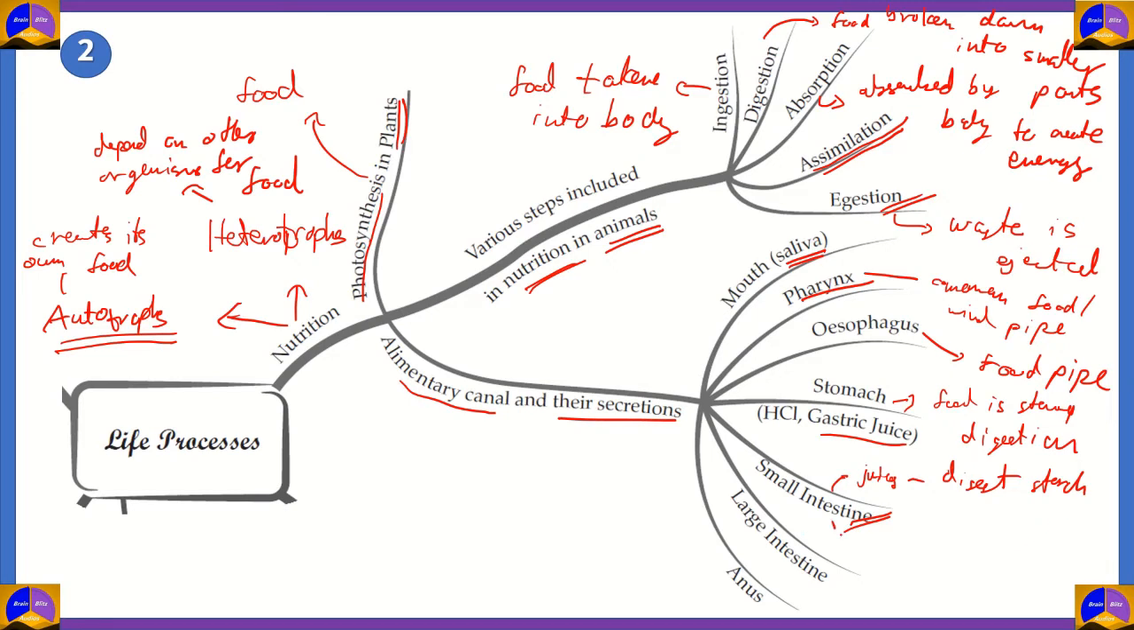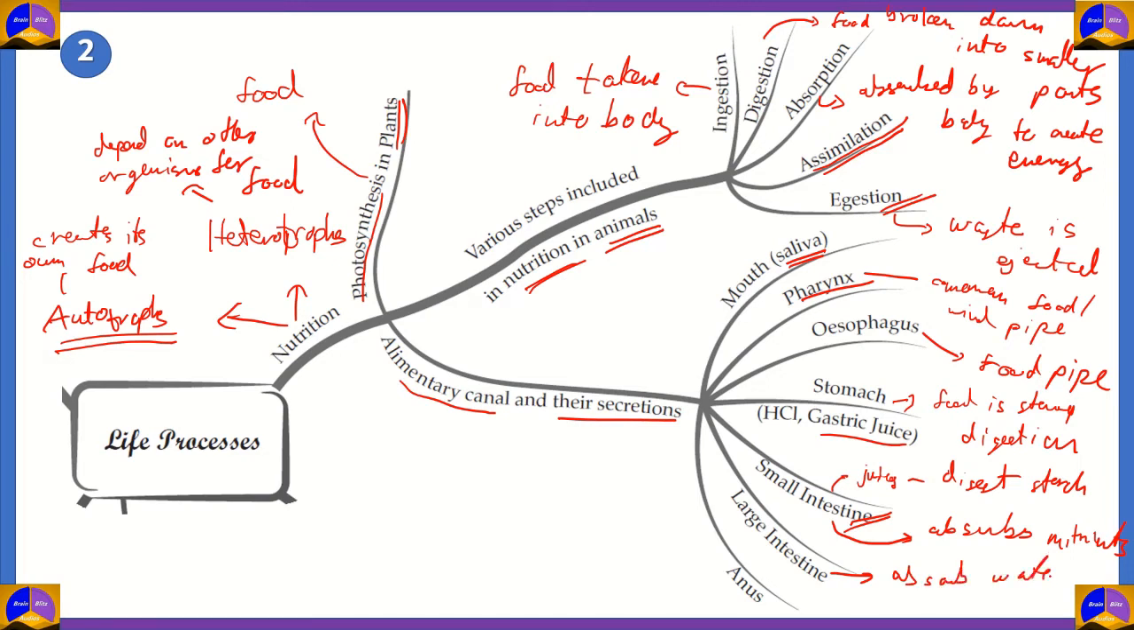Then the process of absorption takes place. The small intestine's primary function is to absorb the nutrients from the food. So all the building blocks are absorbed from the small intestine, and then the remaining waste is taken to the large intestine, whose function is to absorb water.